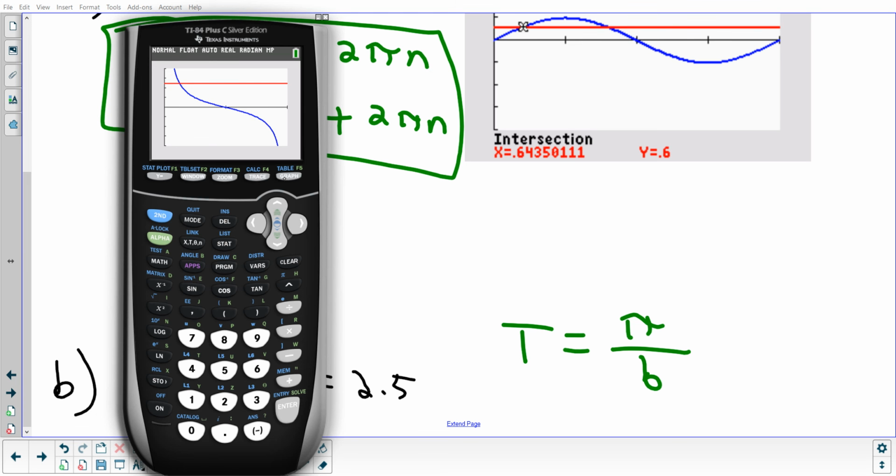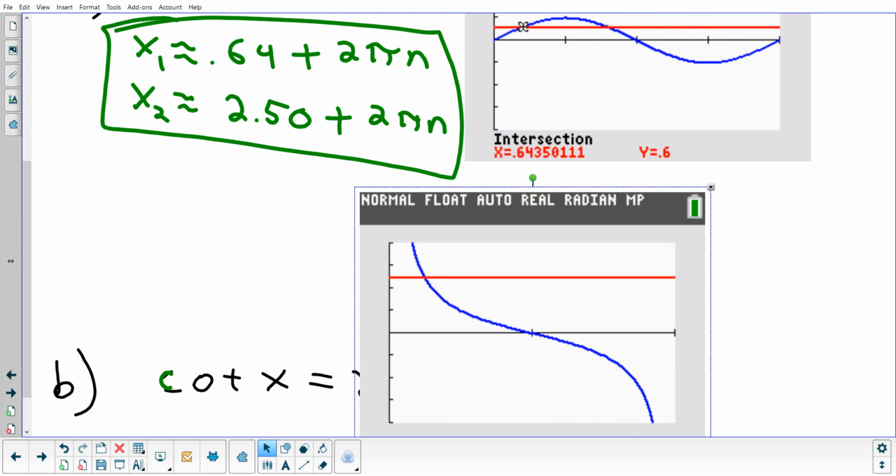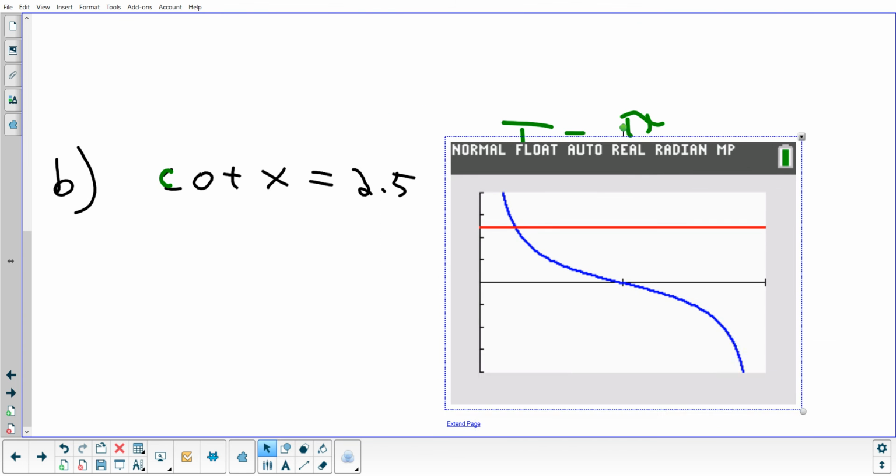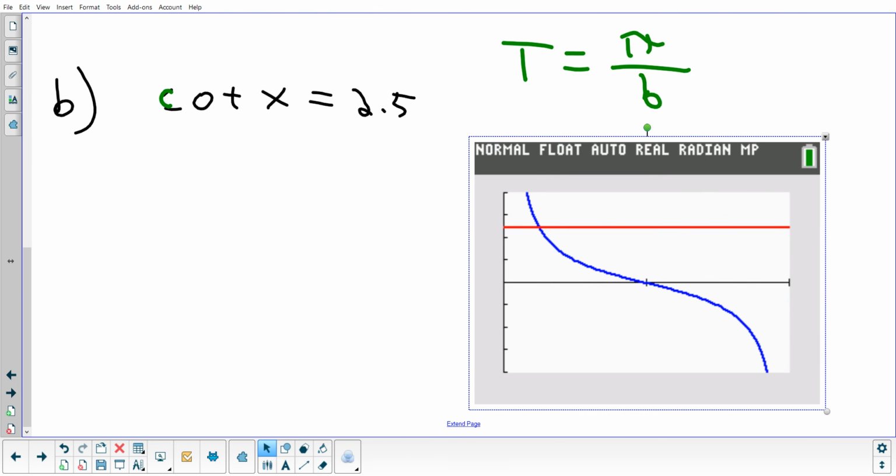And how many answers am I getting per cycle in this one? Okay? Just 1. Because this time there's only 1. There's your answer. You don't have to do the x1, x2 thing because there's only 1.